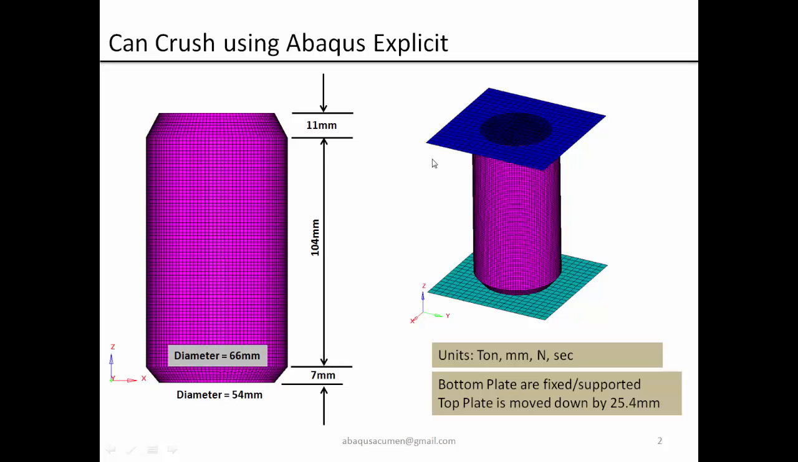For this particular problem, the bottom plate will be a support or fixed condition, and the top plate will move down by 1 inch, that is 25.4 millimeter. Then we'll understand how this can gets crushed, and what the buckling force is for this particular can.